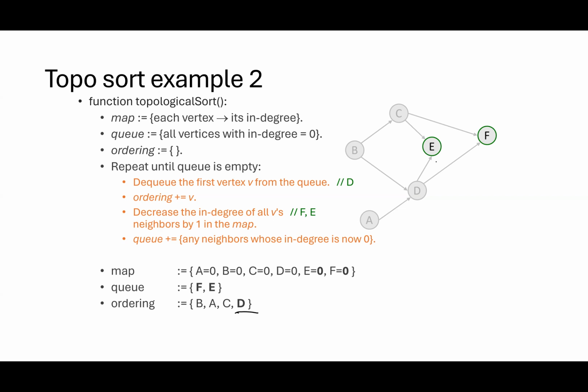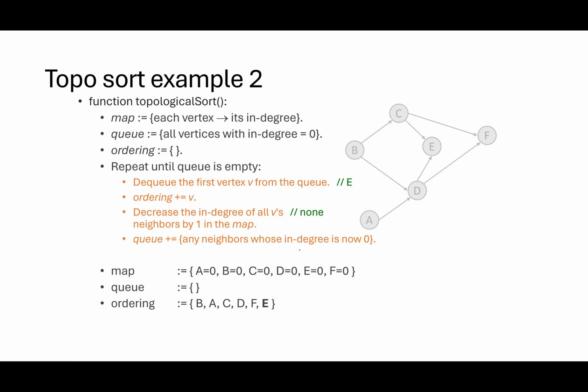Now you see D had 2 neighbors, E and F. We reduce the in-degree of E and F by 1. Okay. And both E and F now have in-degree of 0, so we add both of them into the queue. Okay. Next we dequeue E. Well, E doesn't have any neighbor, right? So there is no need to decrease the in-degree for any other vertex.